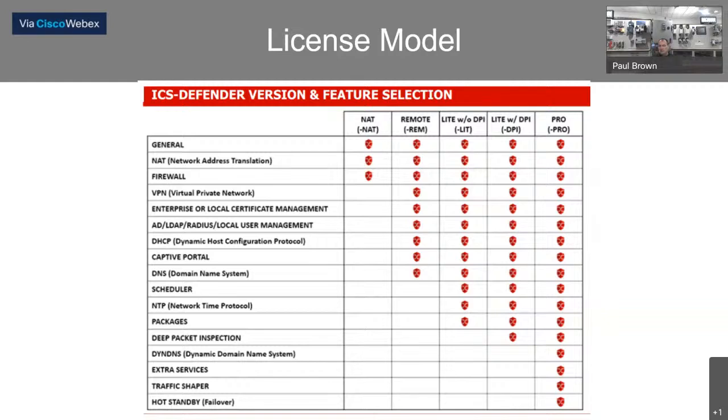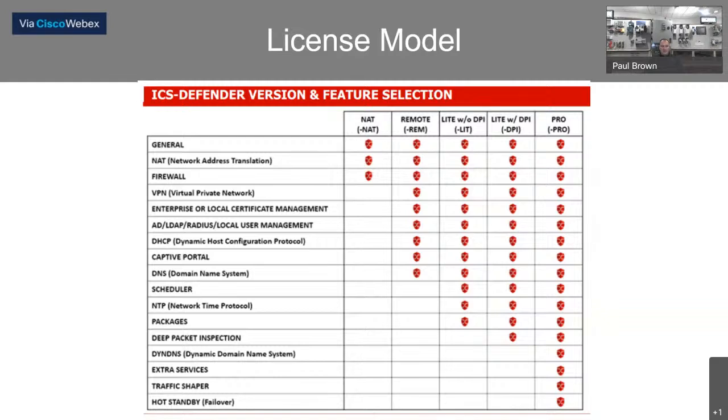And then finally, the last licensing option is the Pro, which gives you all the capabilities of the ICS Defender. This adds dynamic domain name system services, some extra services, Traffic Shaper. Traffic Shaper is similar to Scheduler, but a little more advanced. It will allow you to define how much bandwidth you want to provide to certain protocols or different types of packets.